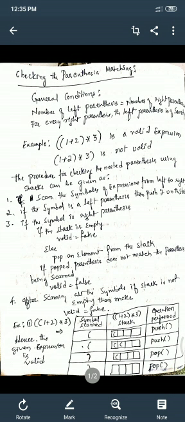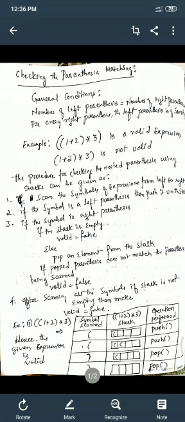The first one is the total number of left parentheses should be equal to the total number of right parentheses in a given expression. And the second condition is for every right parenthesis there should be a left parenthesis of the same type. So we say a given expression is a valid expression when it satisfies these two conditions. Now let us apply these two conditions and check the given examples, whether they are valid expressions or not.